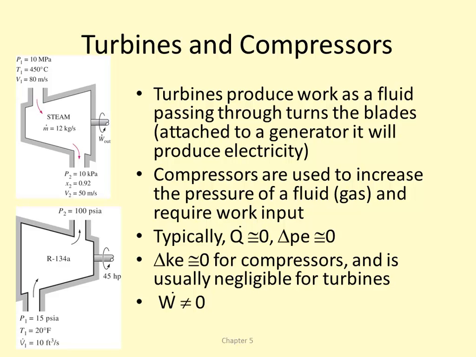Turbines and compressors. A turbine is a work-producing device, and a compressor is a work-consuming device. If any information is given to you about heat transfer, then you would have to assume that there's something happening. If it's not given or there's no way to calculate it, you can assume that they're adiabatic. Usually potential energy changes are zero, and usually kinetic energy changes are zero or negligible. So certainly for compressors and then sometimes for turbines. However, work is not zero.